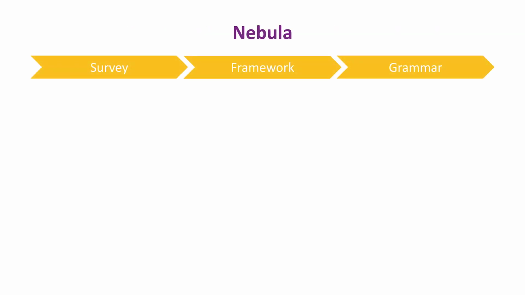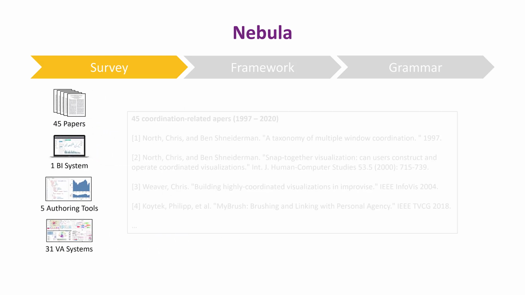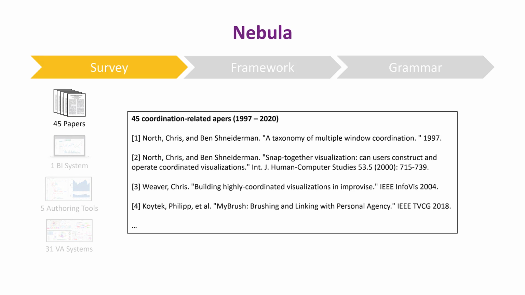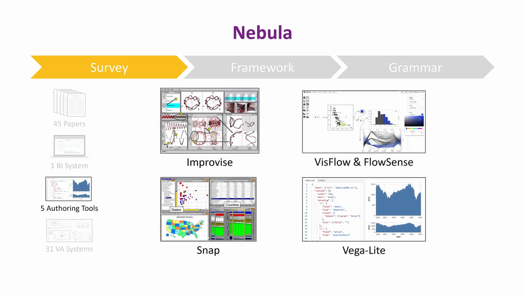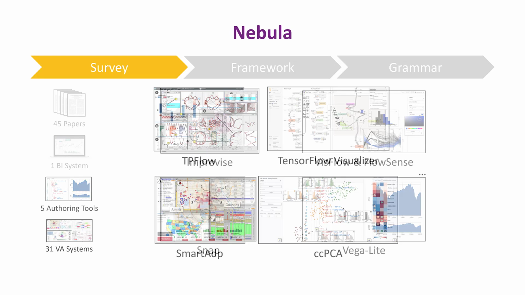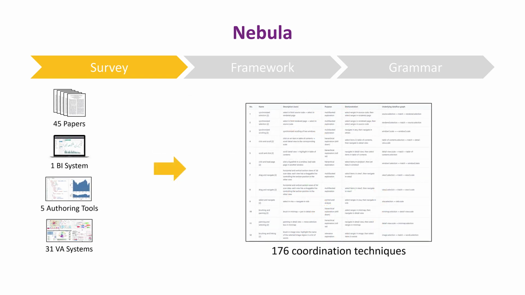The approach is threefold. First, to abstract the concept of coordination properly for both expressiveness and usability, we conducted an extensive survey. The survey involves 45 coordination-related papers from 1997 to 2020 in the visualization community, one business intelligence system Tableau, 5 tools that support multiple coordinated view visualization authoring, and 31 visual analytic systems that integrate rich coordination applications. The survey arrives at a corpus of 176 coordination techniques.